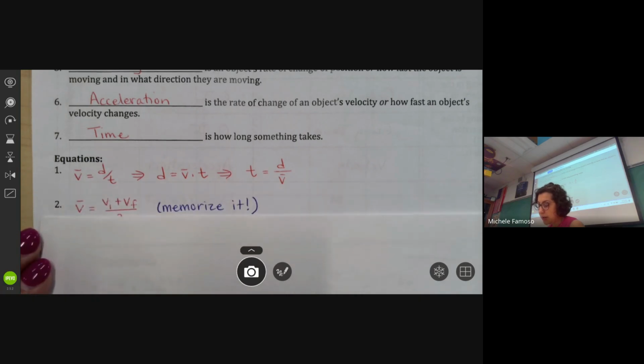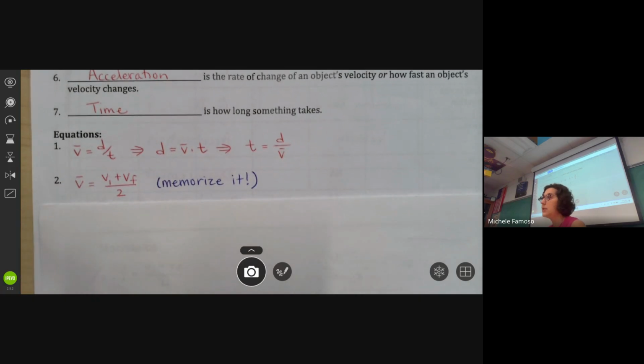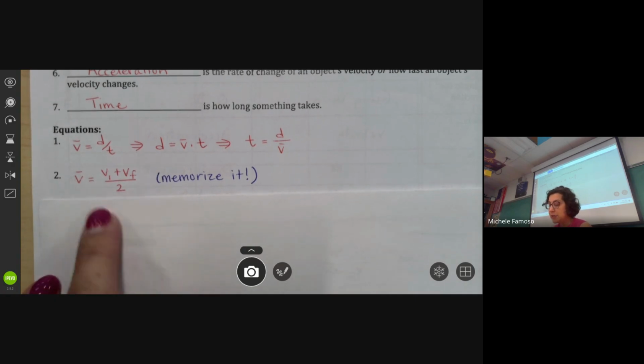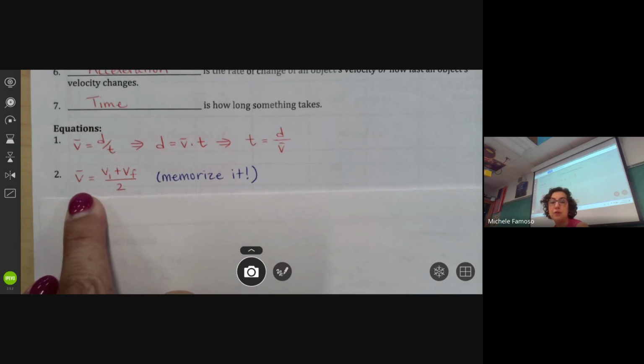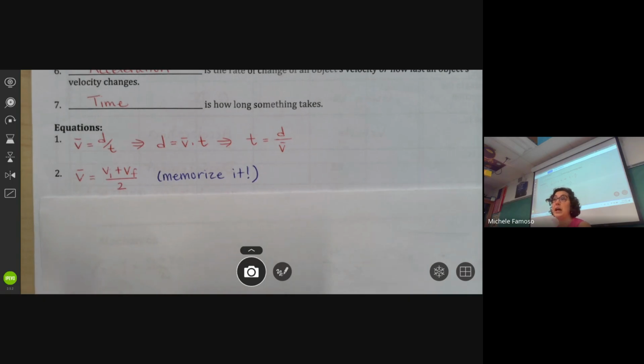The second one is the one that you have to have memorized that was introduced and you added it to your reference table. That's the one for average speed or average velocity, which is the sum of the initial and final velocities over 2. It's like finding an average of 2 points, 2 test grades. You add them up and divide by 2. That is an equation you need to have memorized for tomorrow's test.